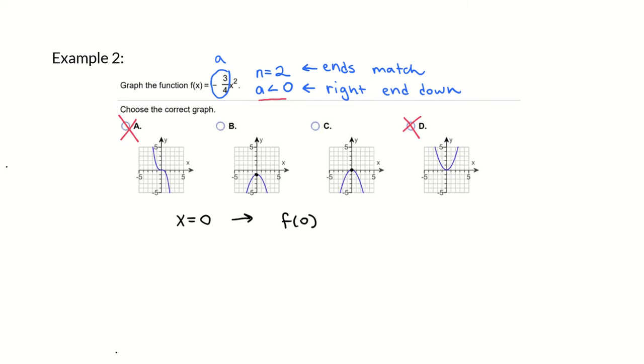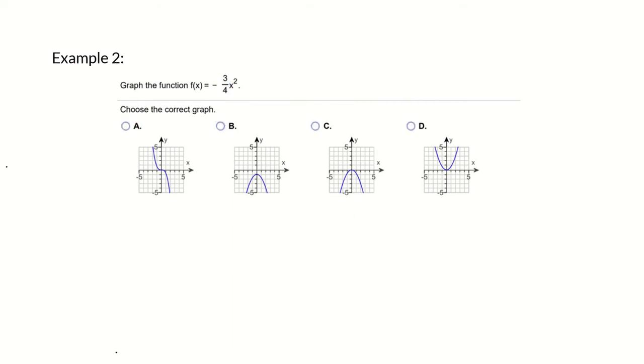That would be f of 0, so -3/4 times 0 squared. 0 squared is 0, -3/4 times 0 is 0. So the point x equals 0, y equals 0, or the coordinate point (0, 0), should be on this graph. That means that B is not the correct option, and the correct option is C. So in addition to the end behavior of a graph, we might need to plug in a point or two to determine which graph is correct.